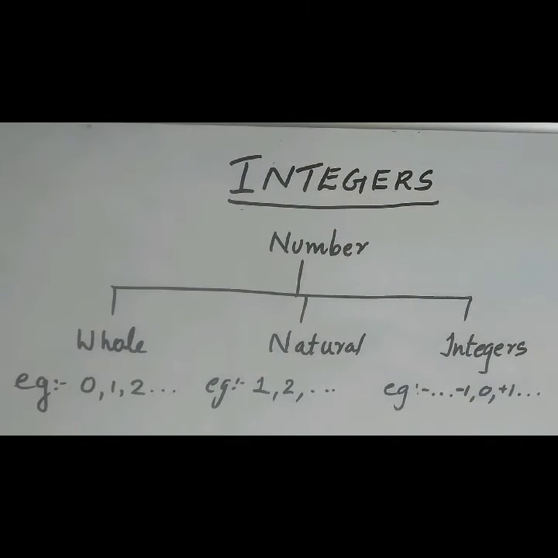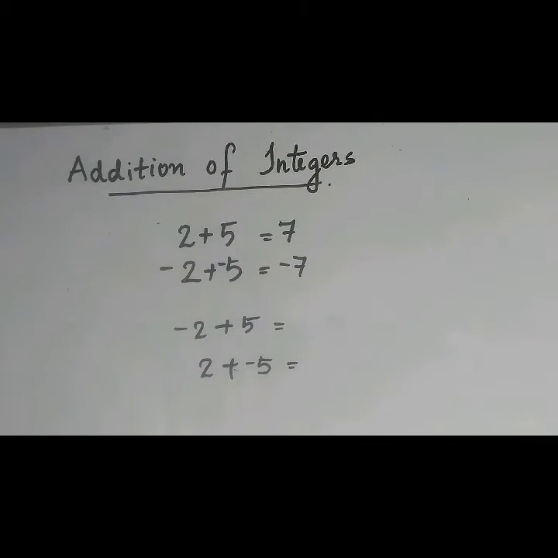Then about integers. Integers include negative numbers, positive numbers as well as 0. Negative numbers, 0 and positive numbers. Addition of integers. Here we need to consider two rules while doing addition of integers. It's very simple. Let's take the examples here.